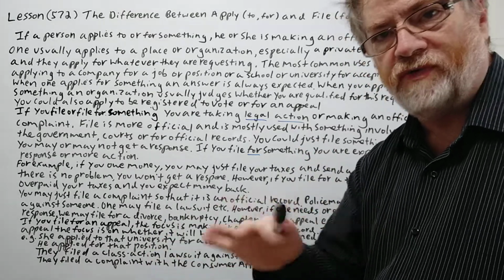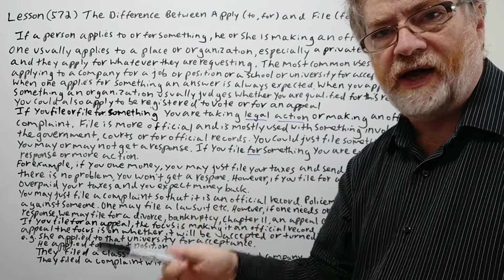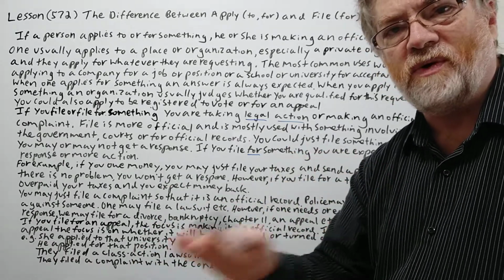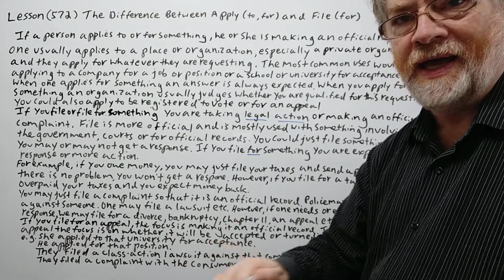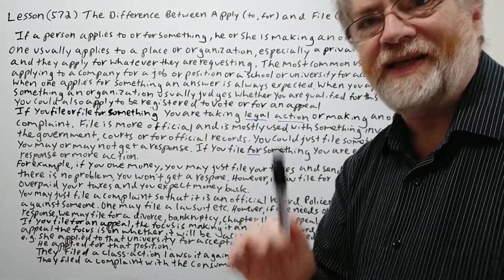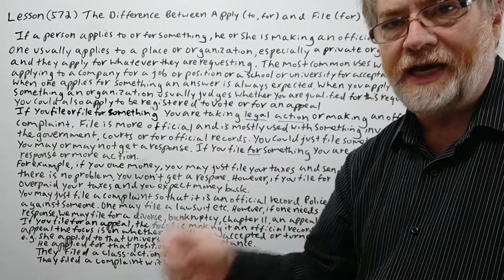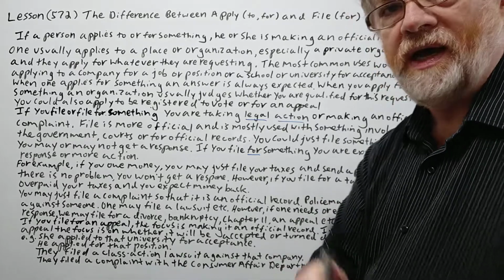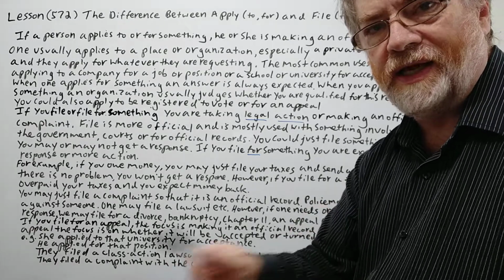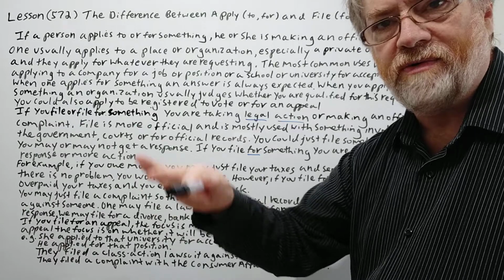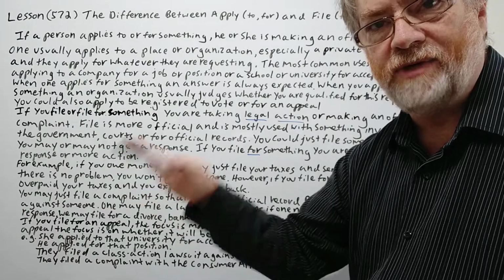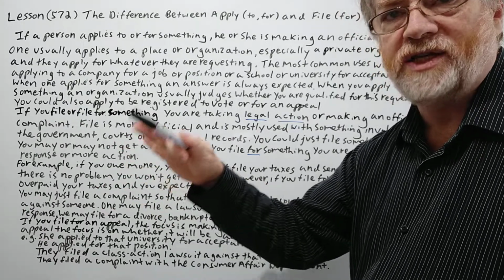So here's crossover. You could use either apply or file in this situation, but the focus is different. Apply has the feeling that there is a chance they just might say no. They may not accept it. But when you file it, you're putting it on the record. You're making that official, that you did this. You're taking the legal action of doing that.